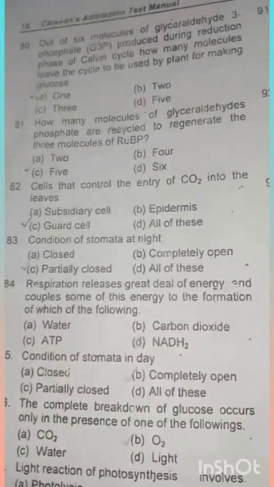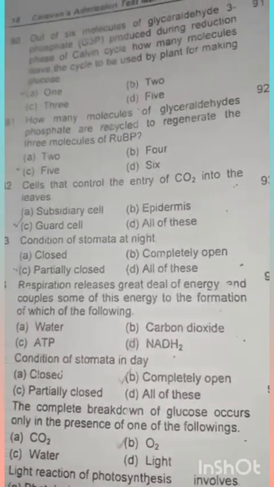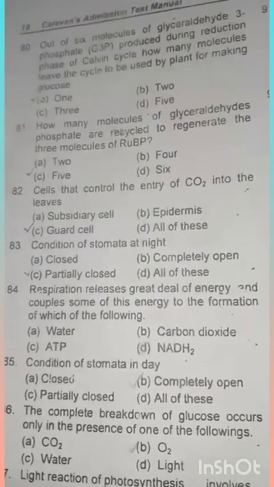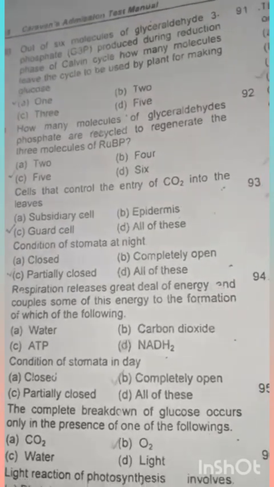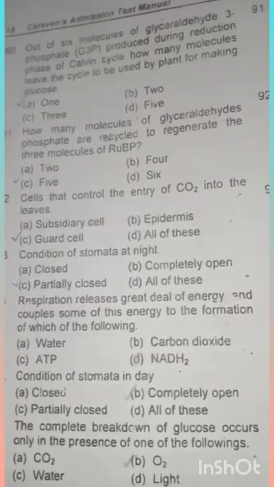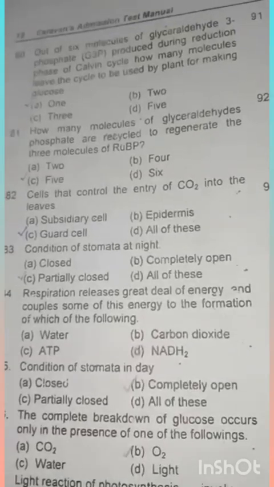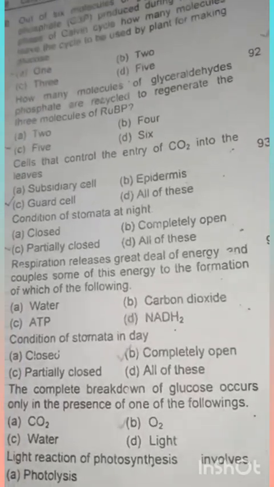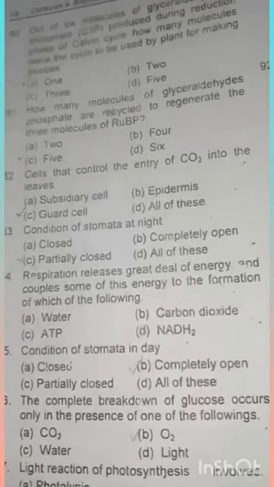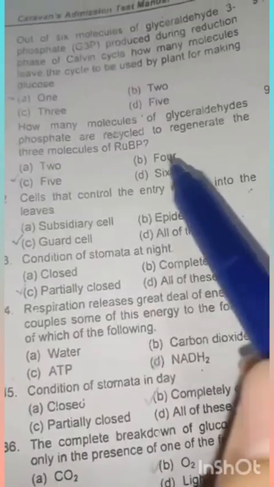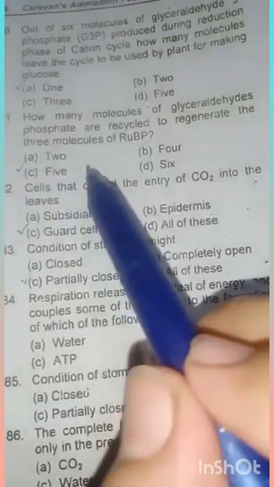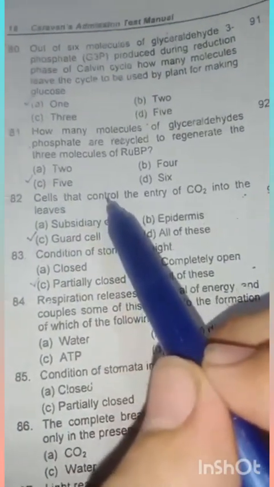Question number 80. Out of 6 molecules of glyceraldehyde 3 phosphate G3P produced during the reduction phase of the Calvin cycle, how many molecules leave the cycle to be used by the plant for making glucose? As we know that 6 molecules of glyceraldehyde are produced and 1 molecule is removed from the cycle. So option number A is correct here. How many molecules of ribulose phosphate are recycled to generate 3 molecules of ribulose bisphosphate? So option number C is correct, as we know that 1 is removed, so the remaining is 5.